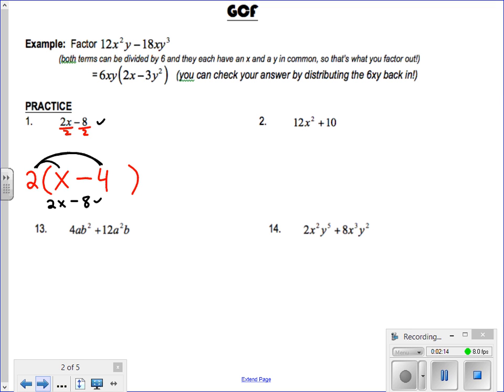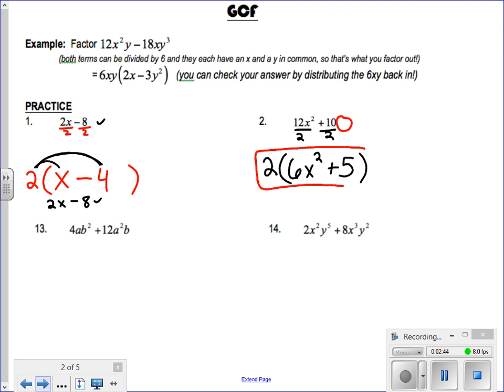Looking at number 2, I'm trying to find a GCF between 12x squared and 10. It seems that 2 also goes into 12x squared and 10. So 2 is my GCF that I'm going to divide out of each term. 12x squared divided by 2 is 6x squared. 10 divided by 2 is 5. I couldn't pull an x out in the GCF because the 10 does not have an x next to it. So that's your final answer: 2 times (6x squared plus 5).